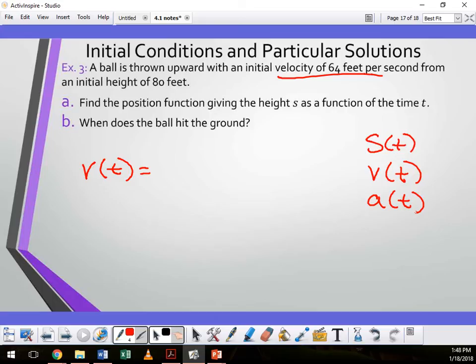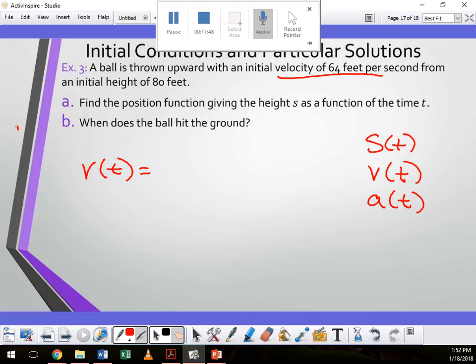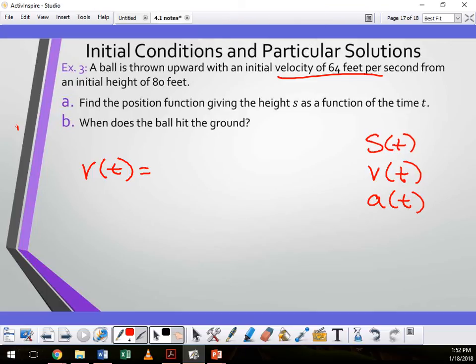I want to check something real quick before I move on to the next part. Hold on one second. All right, so now we know we have a v of t given an initial condition. My initial condition on this one is s of 0 is 80, and that's going to be feet.